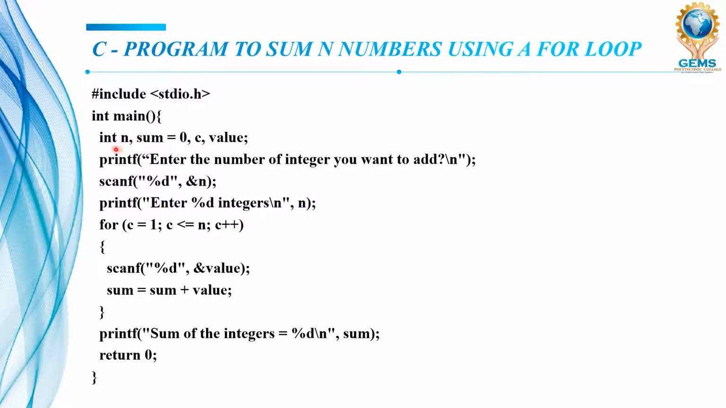Now we have the data type integer. Now we have the variables n, sum, which, as I already told you, we initialize as 0, count, that means C here, and value. Now printf, this is the printf, which is again related to the standard input output header. So, "Enter the number of integers you want to add", how many numbers you are going to add. For that the program is asking the user.